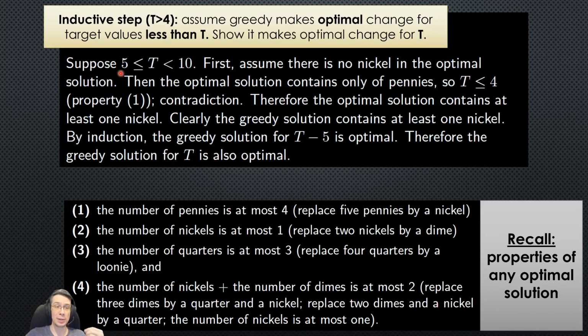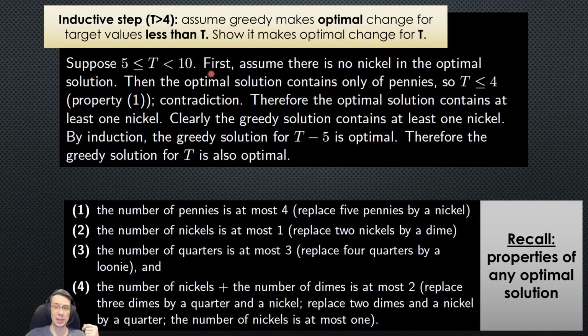So here's the proof. We're going to do it case-wise, and it turns out to be useful to do it case-wise, where each case is t greater than or equal to one coin type and less than the next larger coin type. So we're going to assume t is greater than 4, so greater than or equal to 5. Once we've assumed that the greedy algorithm makes optimal change for target values less than t, we want to show that for values between 5 and the next largest coin denomination, we also make the optimal change with the greedy algorithm. So suppose t is greater than or equal to 5 and less than 10.